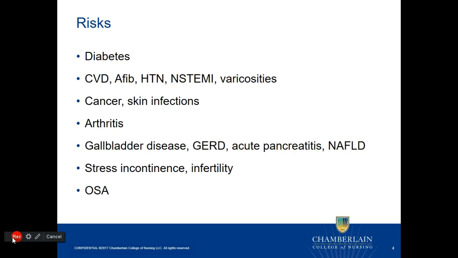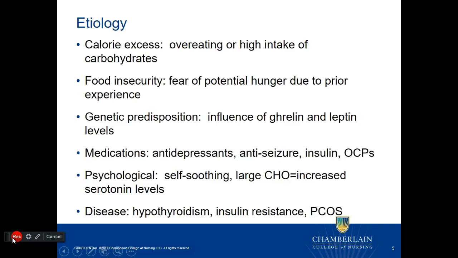Etiology of obesity comes from calorie excess, either overeating or high intake of carbohydrates; food insecurity, where eating is from a fear of potential hunger or past experience with poor availability of food on a regular basis; genetic predisposition with familial history; influences of ghrelin and leptin levels; and medication influences such as antidepressants, anti-seizure medications, steroids, insulin, and oral contraceptives.